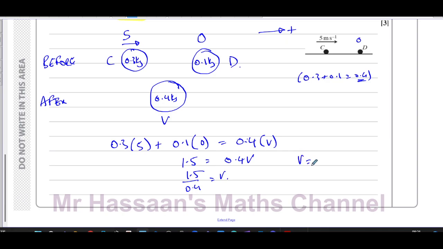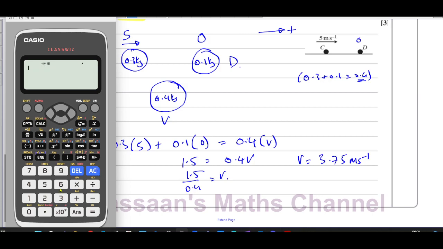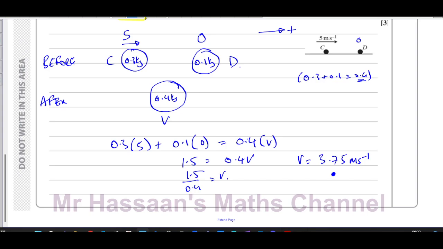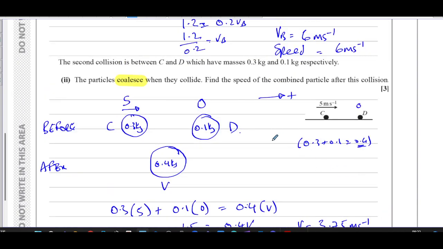And so if you do 1.5 divided by 0.4, that gives us 3.75 meters per second. Okay, so let's have a look, just to make sure. 1.5 over 0.4, 3.75 meters per second. So there's the answer to this question. So we can say that the speed after the collision is 3.75 meters per second. Okay, so there's the answer to part 2.